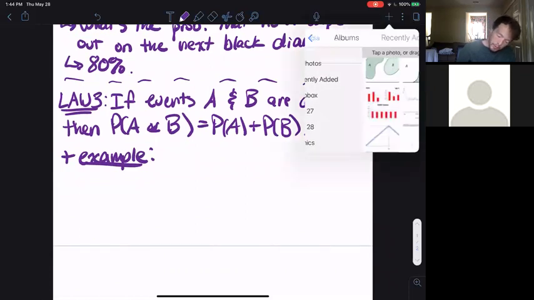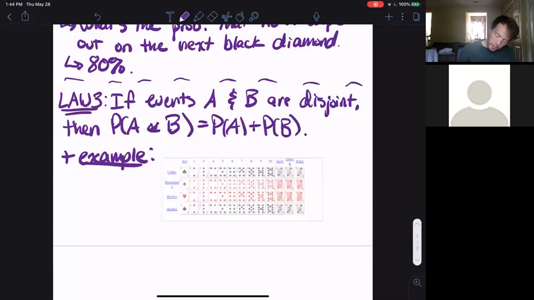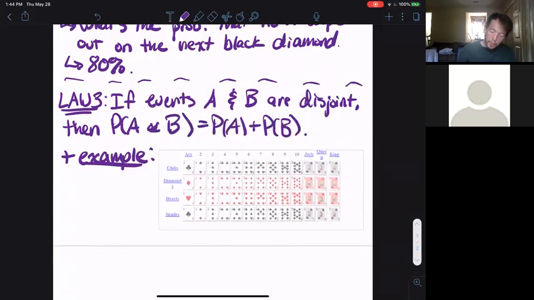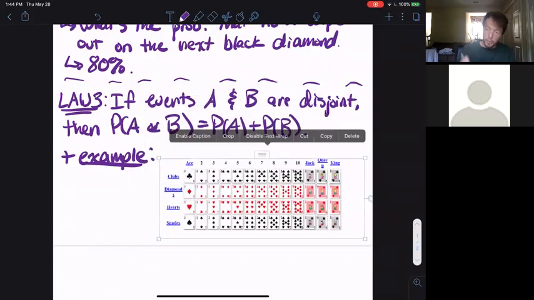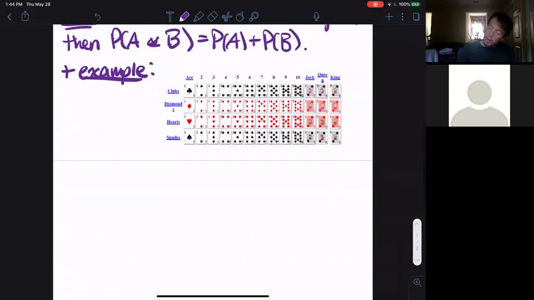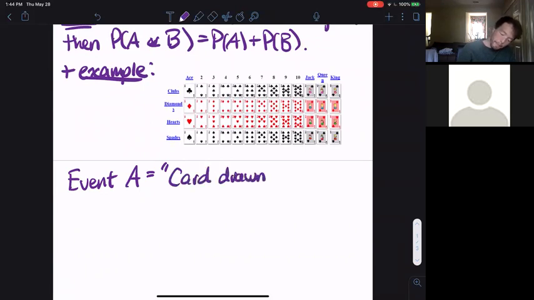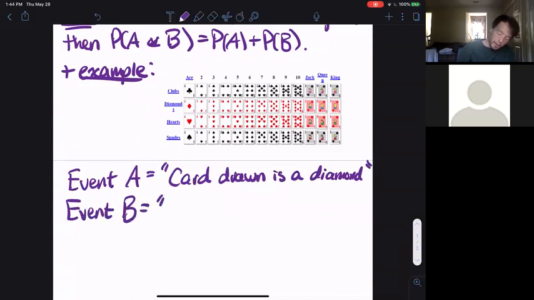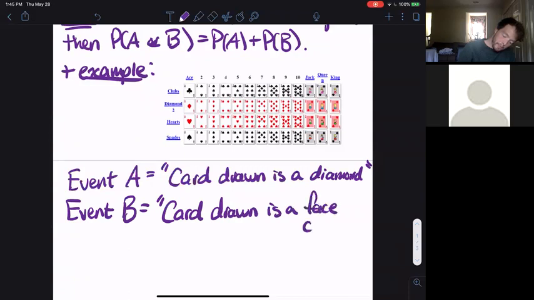So consider this. So this is our deck of cards. I believe we've spoken about this already. There are 52 cards in a deck, and they can be one of four suits or one of 13 different values. So consider our deck of cards and consider the following two events. Event A, which I will say is card drawn is a diamond. Or event B, which is card drawn is a face card. Face cards are jacks, queens, or kings, so that's actually referring to this little subpopulation right here in our deck. Okay?